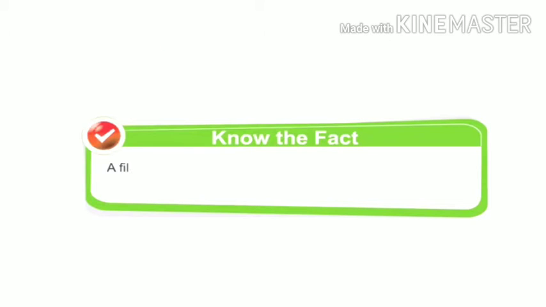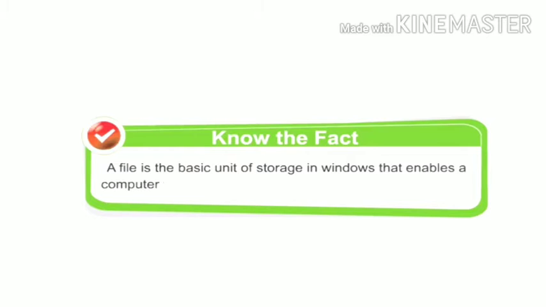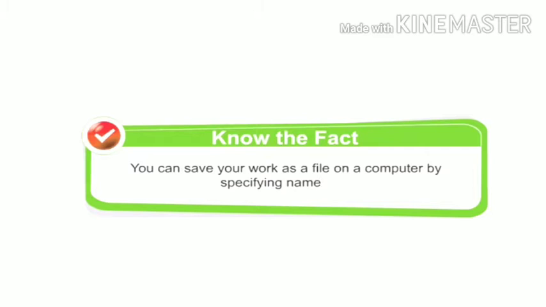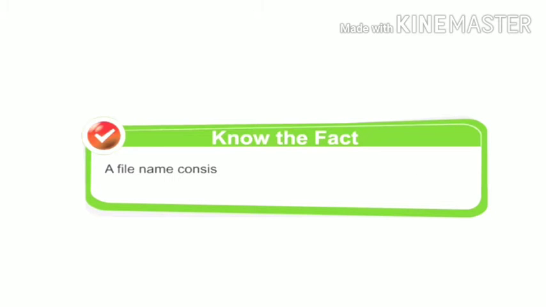Students know the fact: a file is the basic unit of storage in Windows that enables a computer to distinguish one set of information from another. You can save your work as a file on a computer by specifying a name to it. A file name consists of two main parts, the file name and its extension.